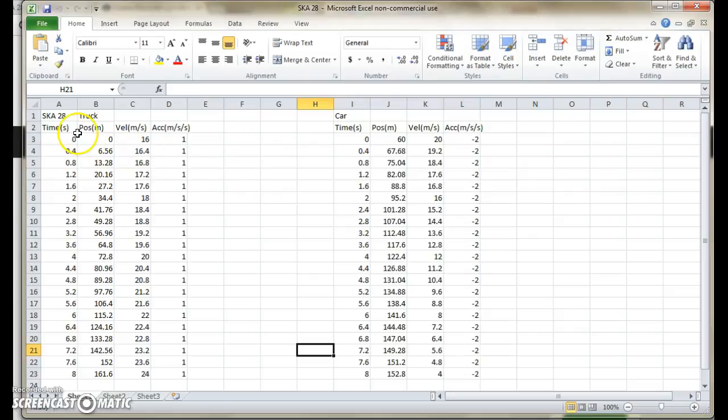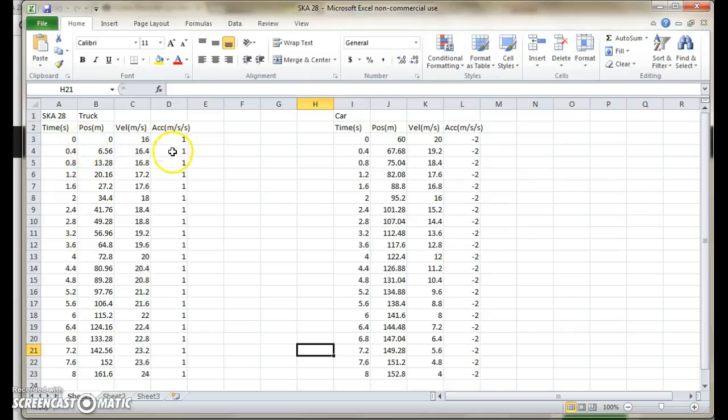And then I plotted time. I figured 0.4 would be a good increment to go by. The final time was 7.797, so between 7.6 and 8, somewhere around there. So I put 0.4 and then dragged that down to get the rest of the time increments.